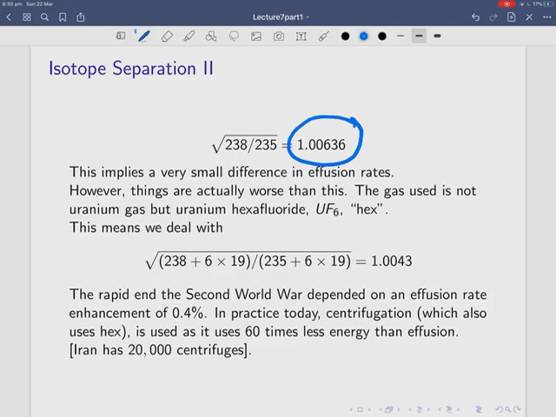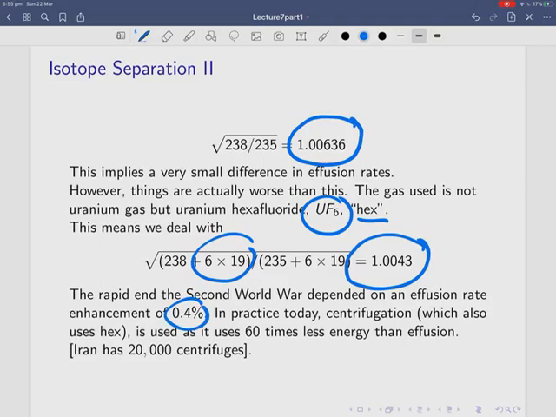this gas, the gas we use, is not uranium. You can't make gaseous uranium, at least at reasonable temperatures. What you do is you make uranium hexafluoride. You mix it with fluorine, and you get this so-called hex. And that makes the system a little bit worse because now we have things perturbed by the hex, and the actual effusion rates only differ by 0.4%. Okay, so that's how they originally made atomic weapons.